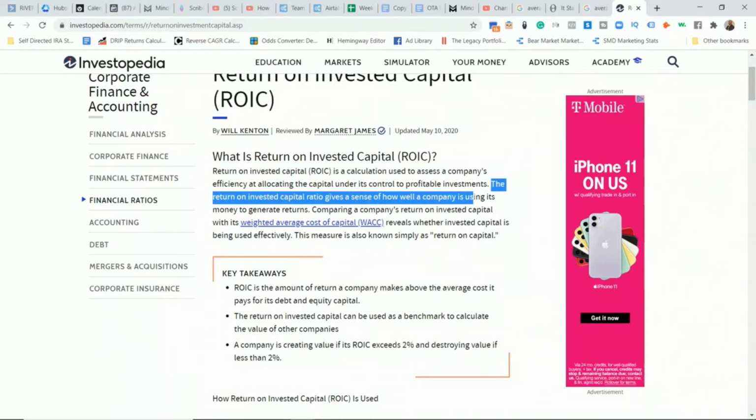So the return on invested capital ratio gives a sense of how well a company is using its money to generate returns. So again, let's break this down. It gives a sense of how well a company is using its money to generate returns. So again, let's say widget XYZ.